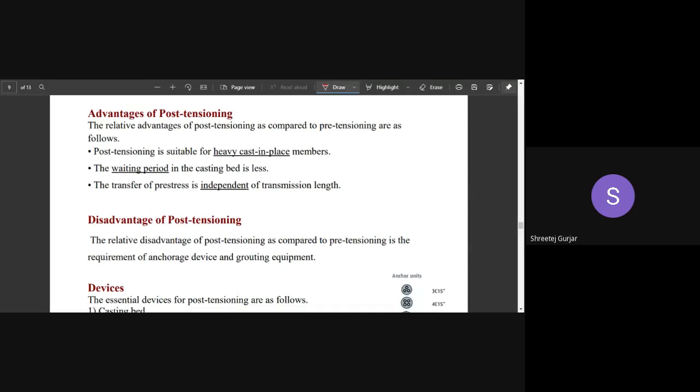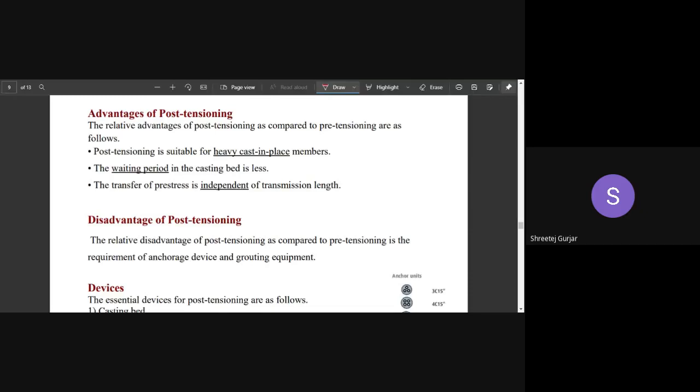And coming to your second advantage of post tensioning, you can see the waiting period in your casting bed is lesser compared to pre tensioning. In pre tensioning, it was a disadvantage wherein you have to wait until your concrete hardens and attains a certain amount of strength. You cannot just remove your concrete from your precast bed. So the waiting period is more in pre-tensioning, and lesser in post-tensioning.